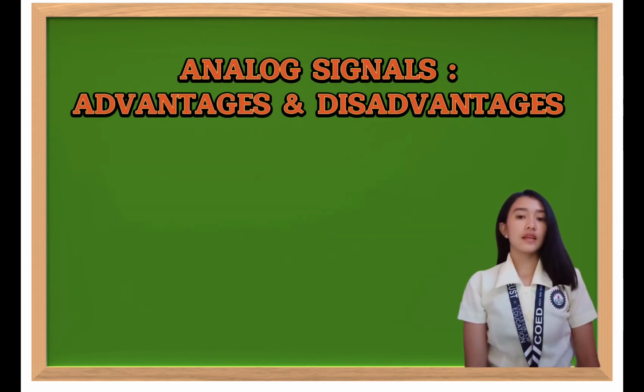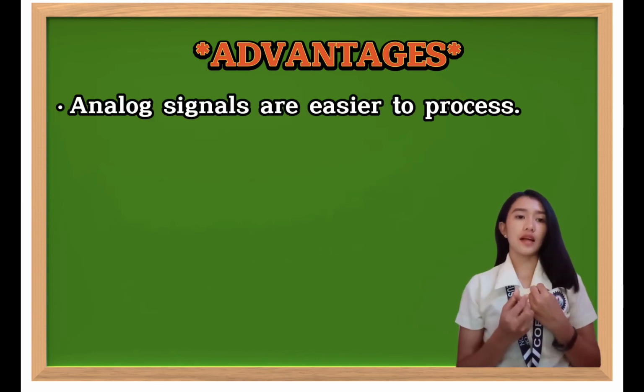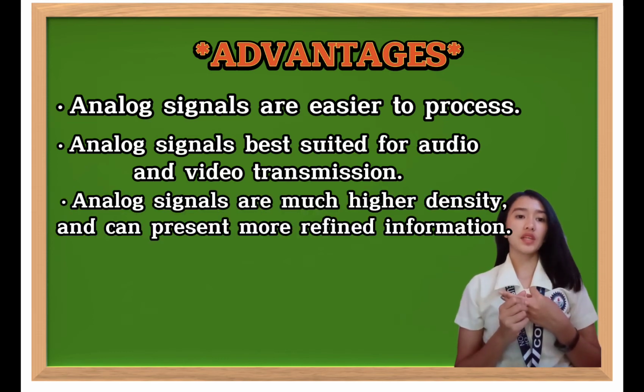Analog signals, advantages and disadvantages. Advantages to using analog signals in analog signal processing or ASP and communication systems include the following. The first one is analog signals are easier to process. Number 2, analog signals are best suited for audio and video transmission. Third, analog signals are much higher density and can represent more refined information.